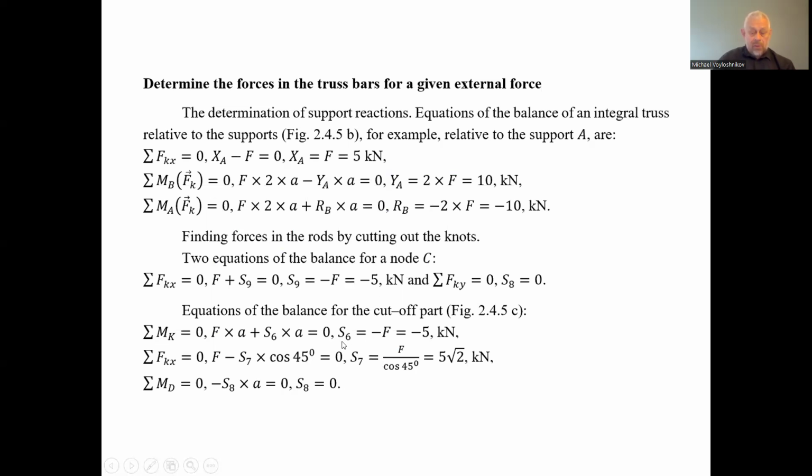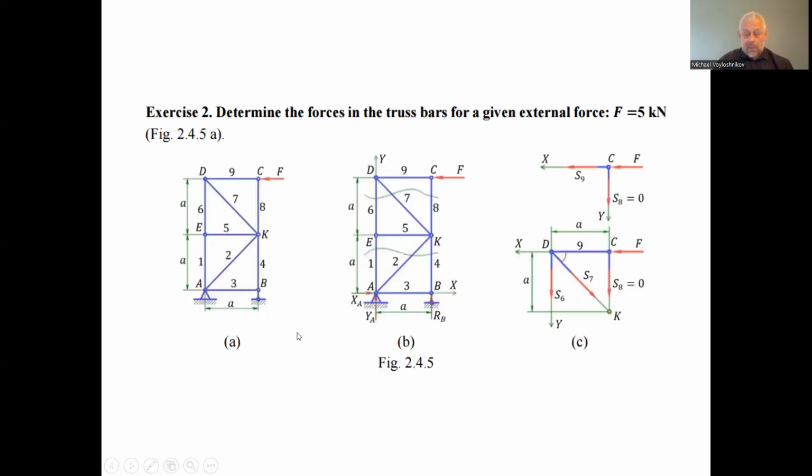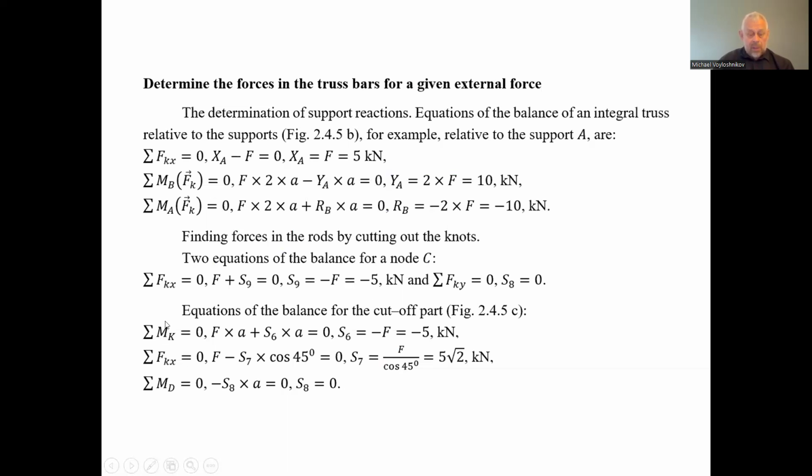After that, we can do the cutoff part, and we can find the balance. We can consider the balance of rotating moments relative to the point K, for example, point K we have here. We cut off this part, and we substitute the rods by the acting forces, and we have the projections of rotating moment around the point K of the acting external force with the leg A, and the force S6 with the leg A2.